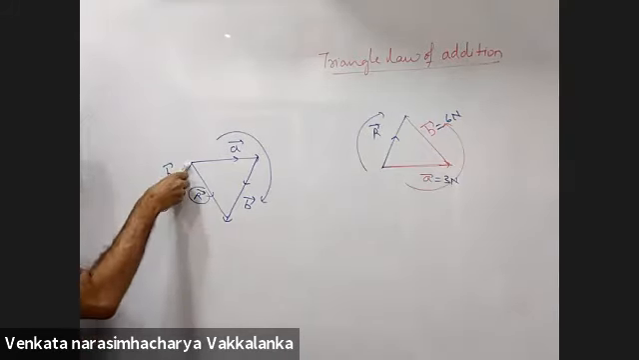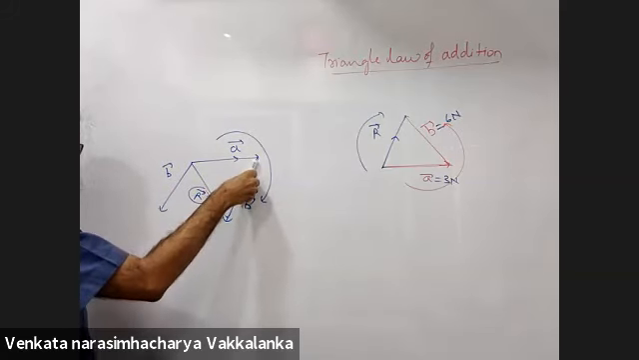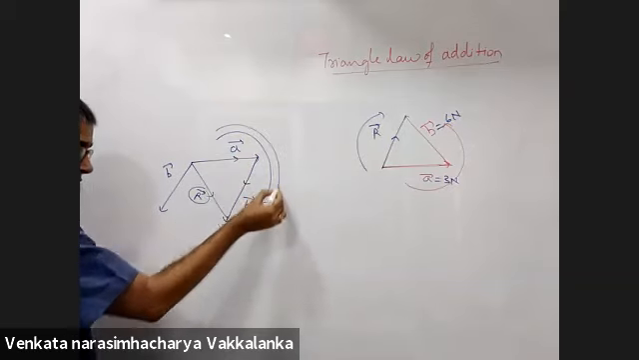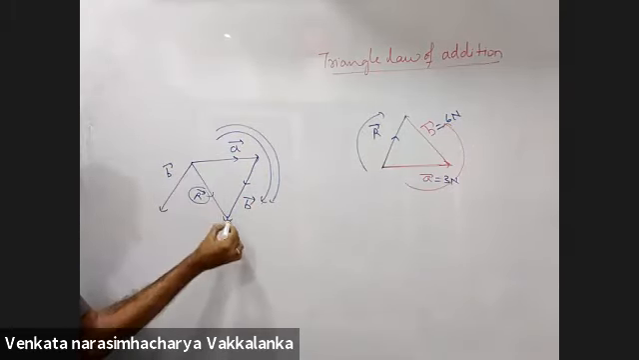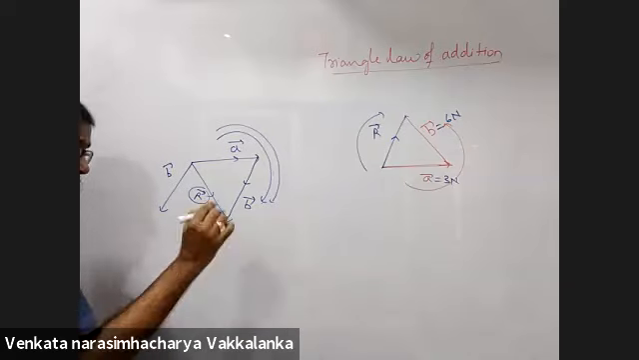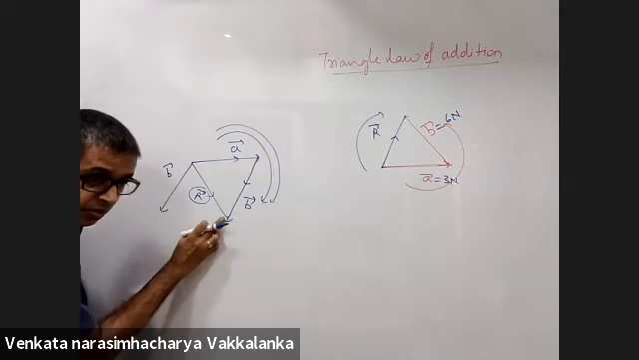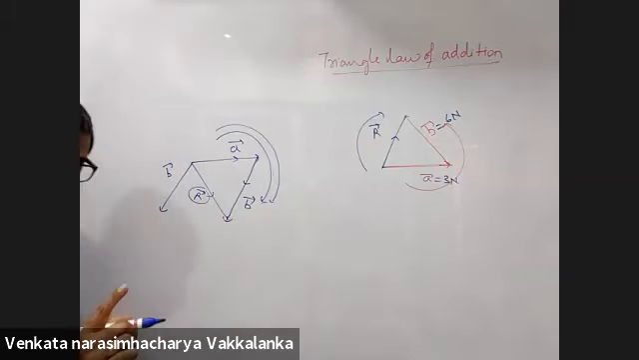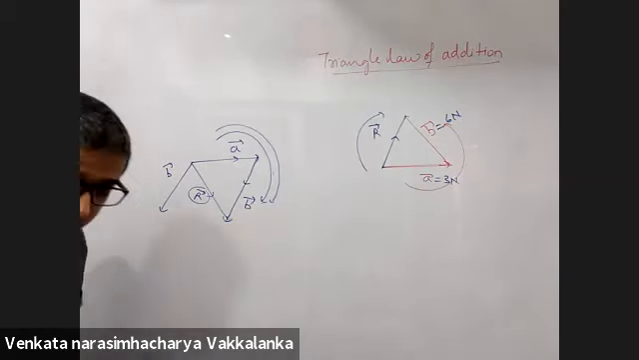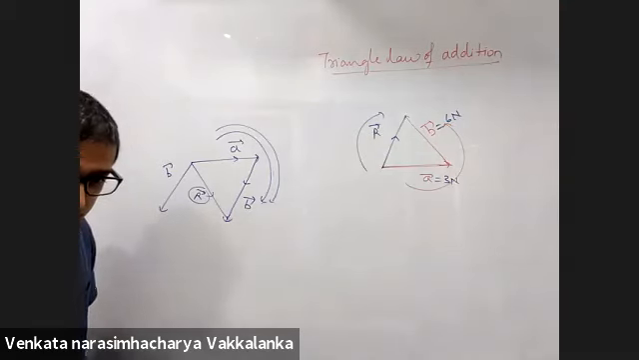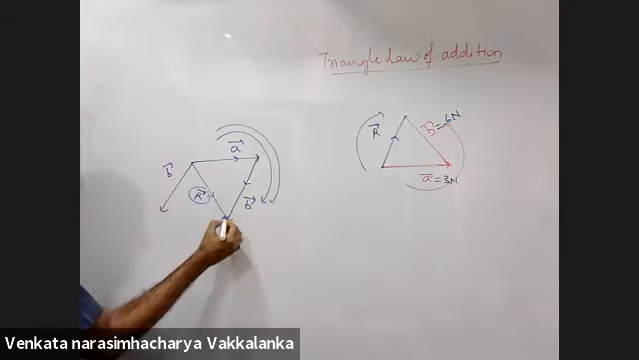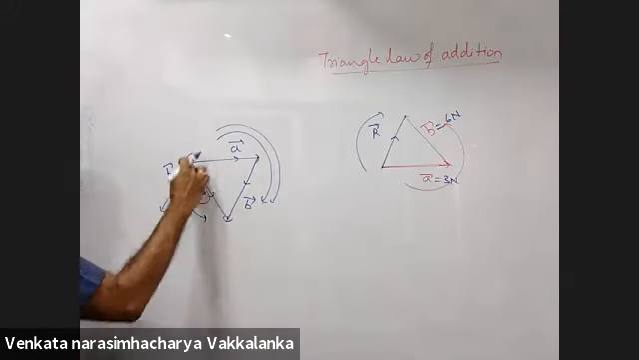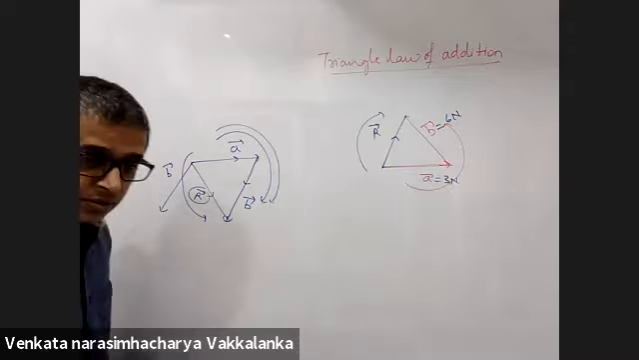I have translated this B this side so that A and B will be in one order. Third side of the triangle taken in the reverse order is the resultant. This length is the resultant. Is this point clear? Yes, sir. And direction will be in anti-clockwise because these both are in clockwise. Resultant will be in anti-clockwise.